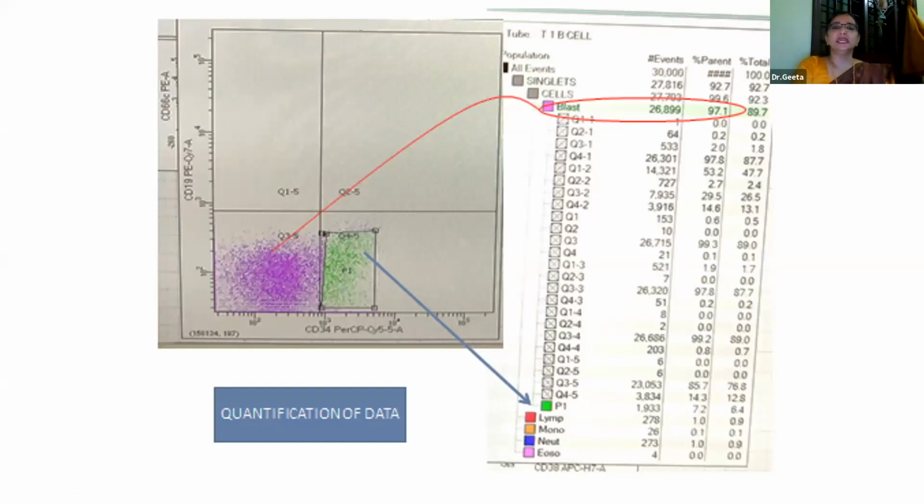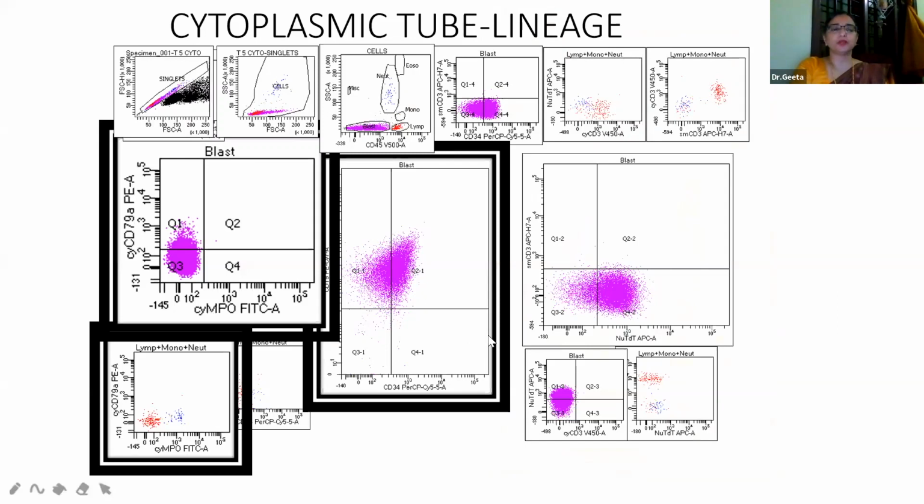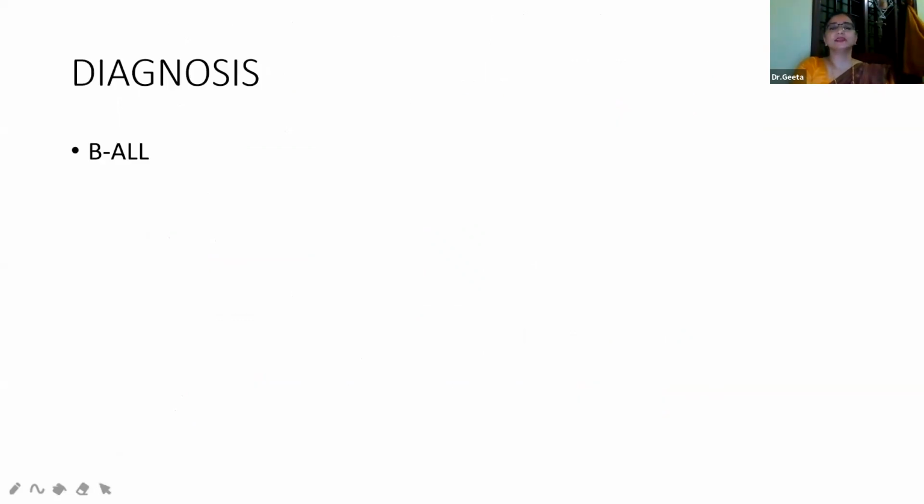Now going on to the lineage tube or the cytoplasmic tube, which is important because sometimes aberrant markers can be expressed on the surface, which are aberrant for a particular lineage. So we depend more on the cytoplasmic markers, wherein you permeabilize the cell membrane, go into the cytoplasm, and then allow the antigen antibody reaction to take place within them. In this case, there is a small CD79a positivity, which is specific for B cells. So the diagnosis here is B-ALL.